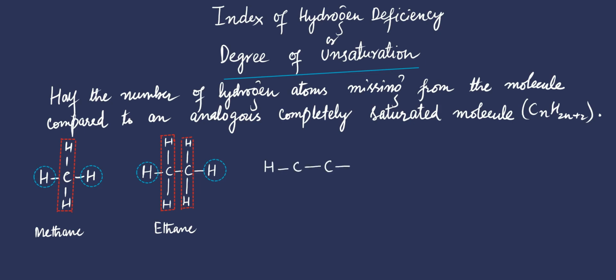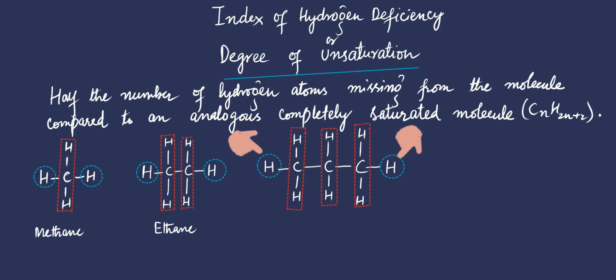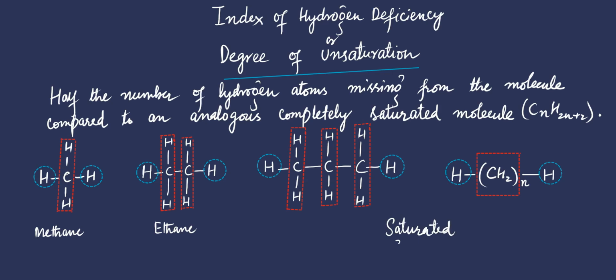In the 3-carbon alkane, notice the same pattern: it has 2 hydrogens at the end which are encircled, and each carbon is attached to 2 hydrogens as shown in red rectangle. This pattern is common to higher homologues. Thus the general structure for saturated alkane can be written as H, CH2 times n, H. It means in any saturated molecule, each carbon is attached to 2 hydrogens plus those 2 hydrogens at the end. Thus the general formula can be written as CnH2n+2.